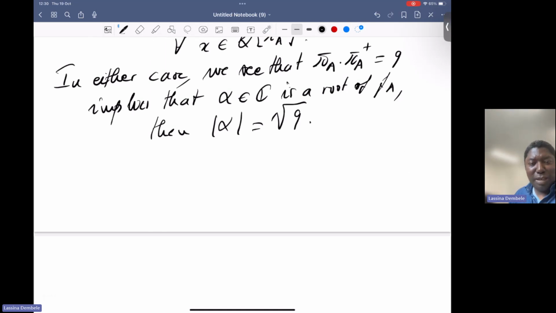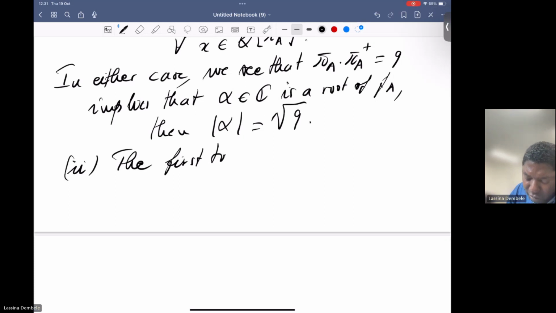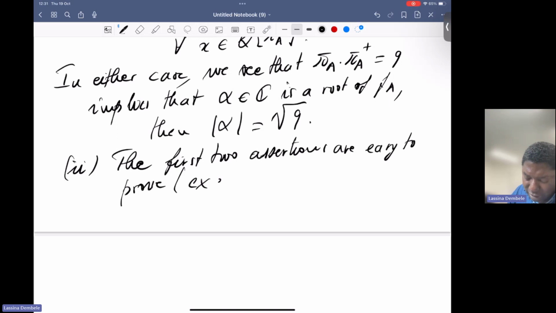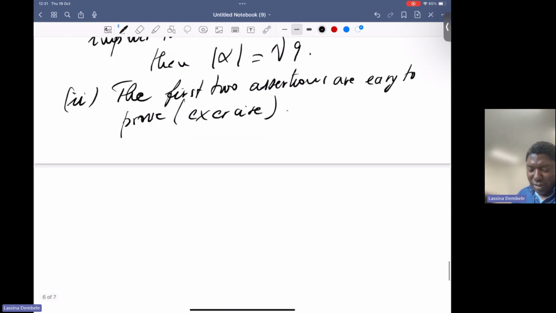And now we move to the second part. The first two assertions are really not that hard to prove, so this will be an exercise for you guys. So we move to the second one.